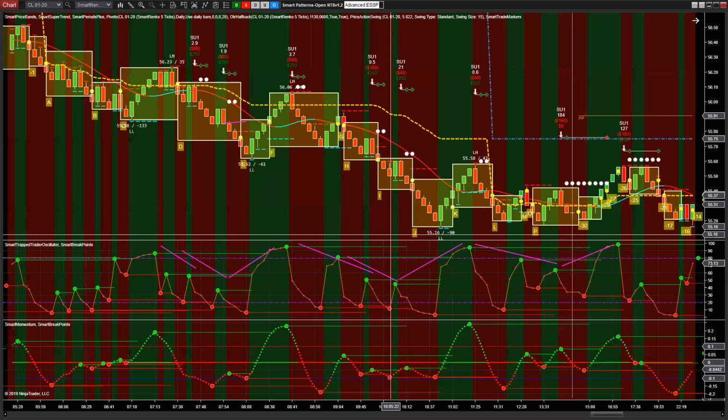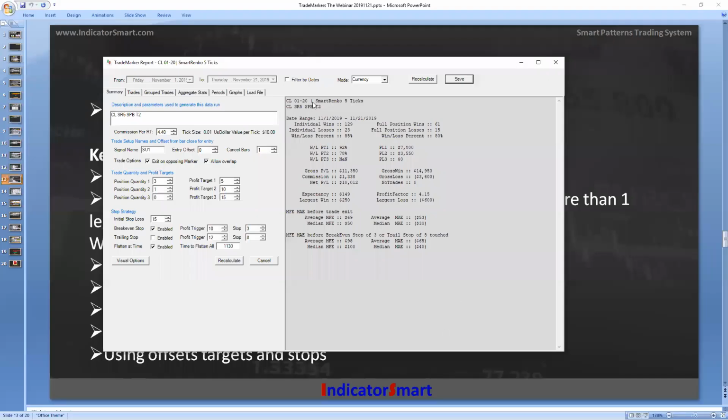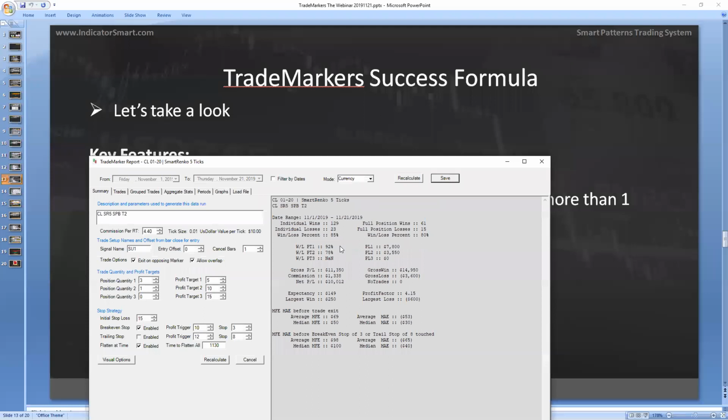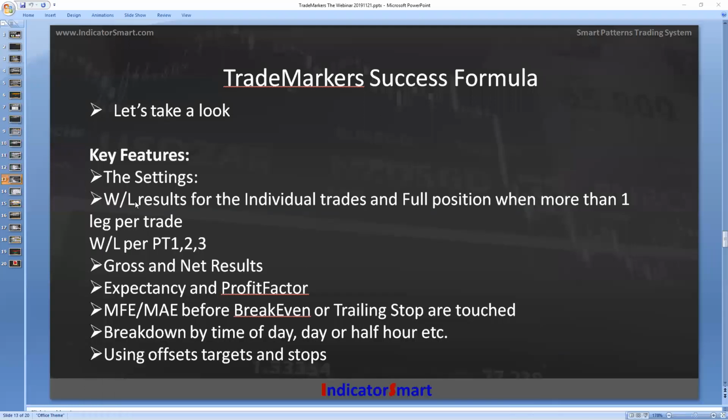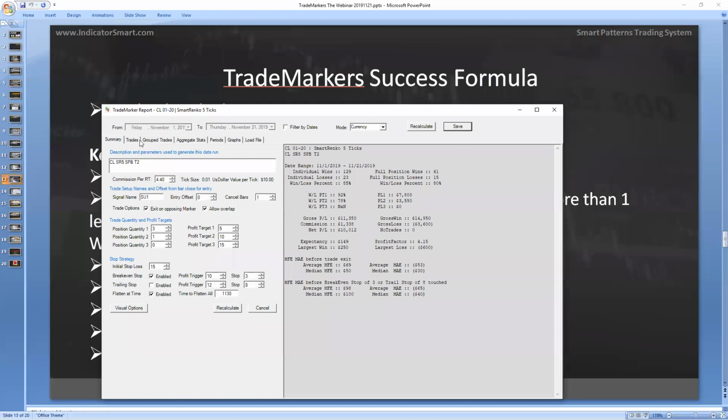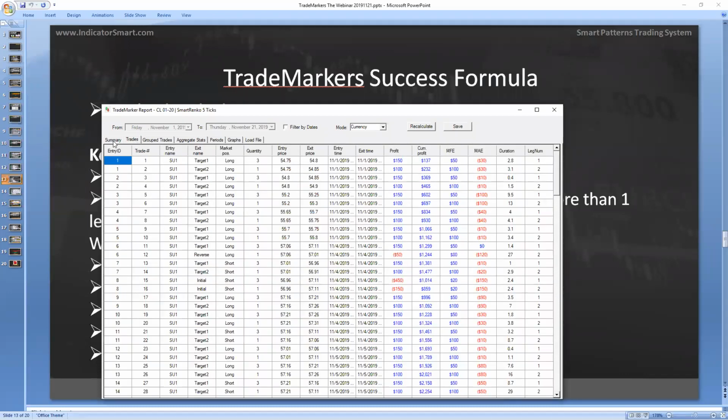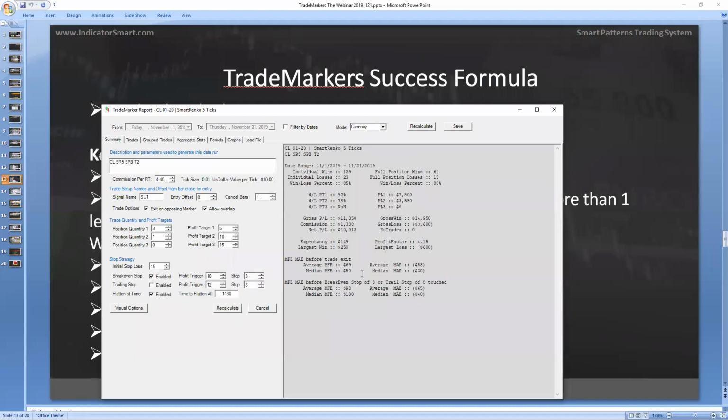So let's go back to our PowerPoint. I think that we've got a pretty good handle on this. I think we've covered all these things: the setting, win-loss, results, different legs, gross and net results, expectancy and profit factor. I think we didn't really talk about that. Chris has expectancy on here, and the profit factor.